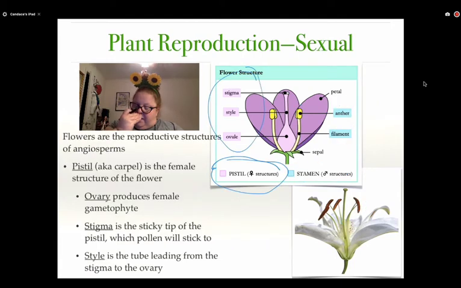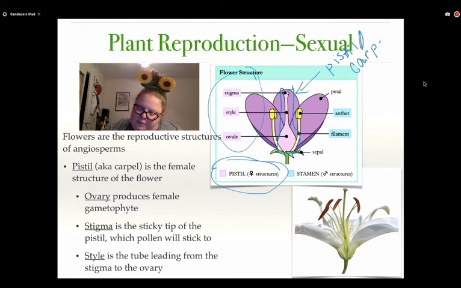Okay, in females, the whole female reproductive structure is here, and that is called the pistil, but with the i's, so pistil. Or I've also seen it many times written as carpel, which, again, I wish it was consistently one or the other, but it's not, so I want you to see both. And the carpel is made up of several structures as well.